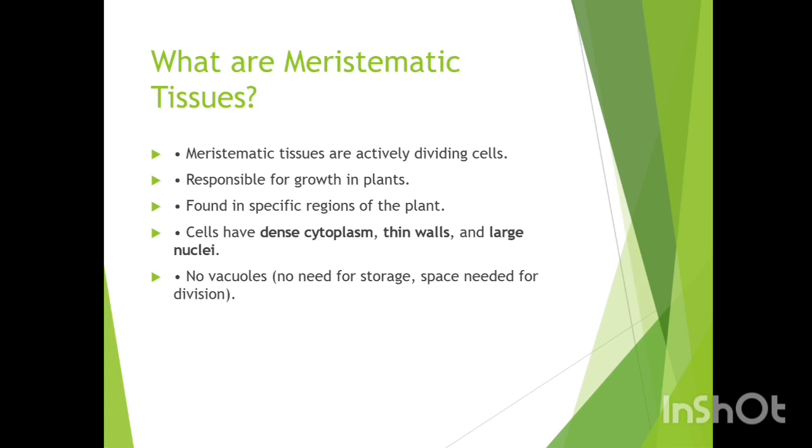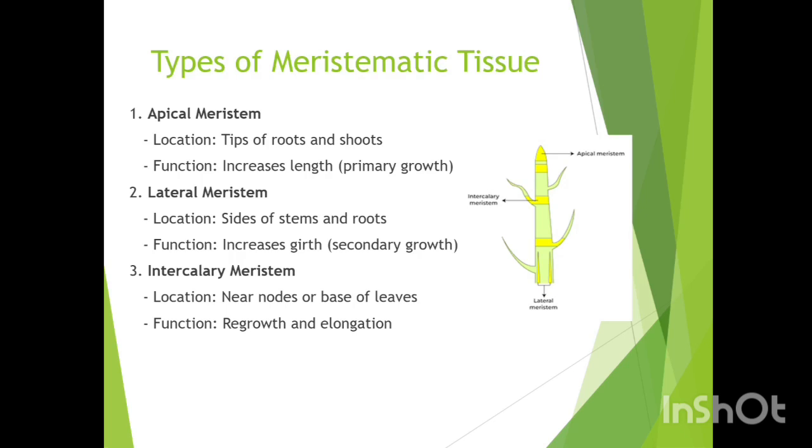So what are these meristematic tissues? They are actively dividing cells. These tissues are found only in specific regions of the plant. The cells have dense cytoplasm, thin walls, and large nuclei. And most importantly, they don't have any vacuoles. Why no vacuoles? We'll get to that in a moment.